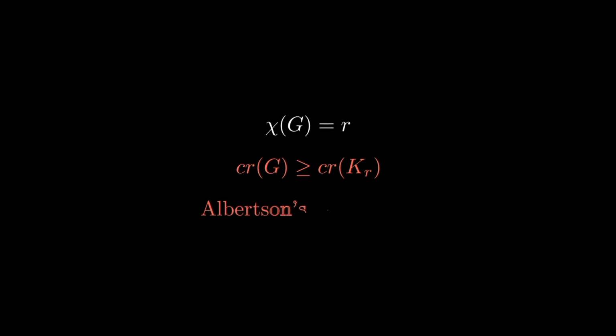Also known as Albertson's conjecture, this remains an open problem to date. The conjecture is trivial for the cases when the chromatic number is 1, 2, 3 or 4, as the crossing numbers for all these cases is 0. Problem begins when it's 5 or more. In this video, we will have a look at some important observations and some related results.